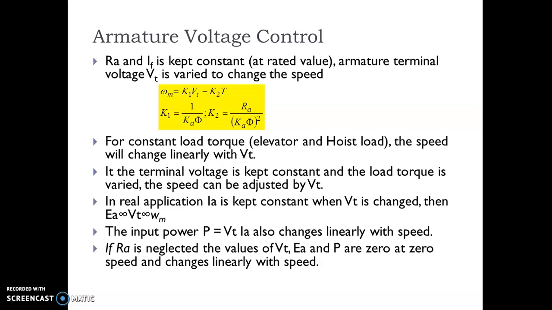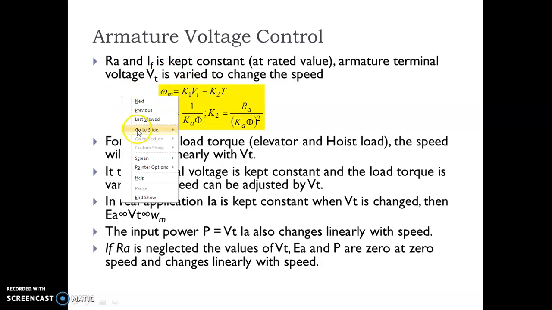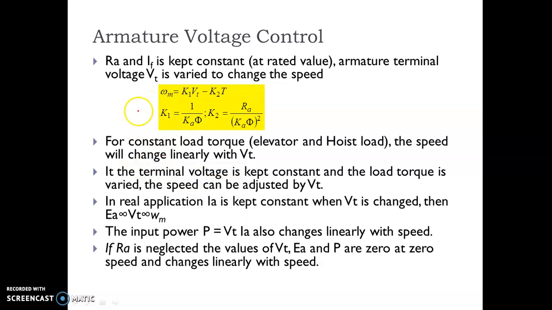So this method is basically called armature terminal voltage control. Now we come to this point, looking at this equation, the armature voltage control method. I told you basically two types of control will be there. There is a sub classification also, but the classification is only two types. Armature voltage control: Ra and If are kept constant at rated value. In this case, armature resistance and field current are kept constant, and armature terminal voltage is varied to change the speed.